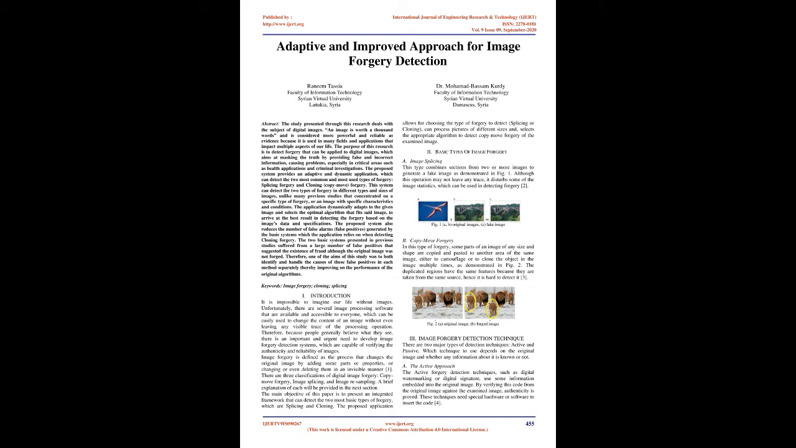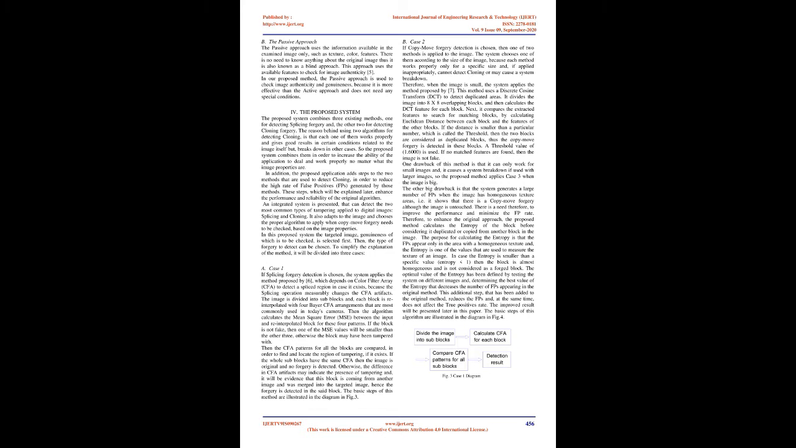It can process pictures of different sizes and selects the appropriate algorithm to detect copy-move forgery of the examined image. Two basic types of image forgery. A. Image splicing. This type combines sections from two or more images to generate a fake image, as demonstrated in Fig. 1. Although this operation may not leave any trace, it disturbs some of the image statistics, which can be used in detecting forgery.